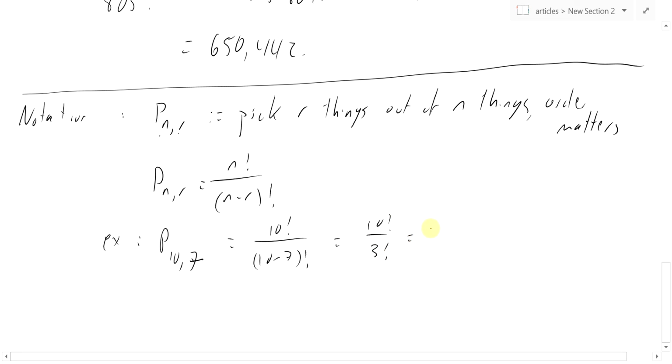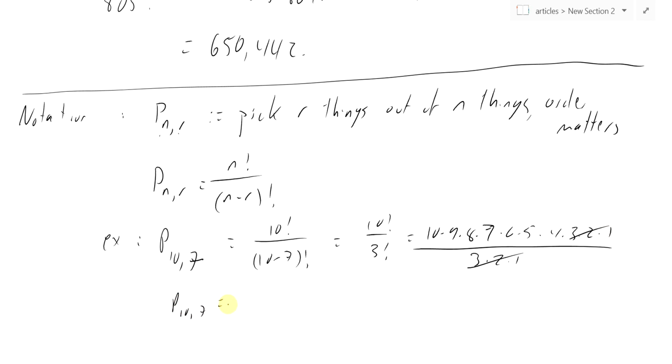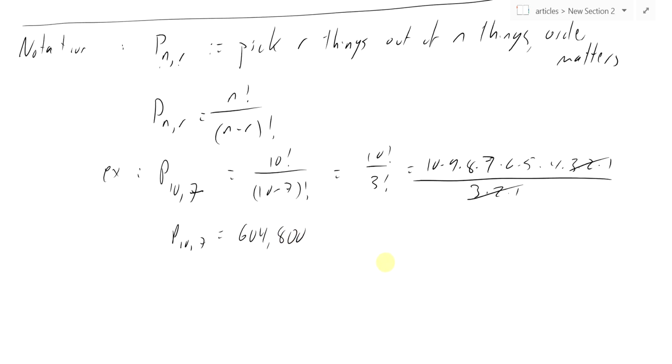And if you divide that out, you'll get 10 times 9 times 8 times 7 times 6 times 5 times 4 times 3 times 2 times 1 all over 3 times 2 times 1. This is 10 factorial, this is 3 factorial. These cancel out. You can multiply it all out, and you get P(10,7) is 604,800. Right? So if you're fastidious about your M&Ms and you want to pick the 7 out in order, you have 604,800 ways to pick 7 M&Ms out of 10.